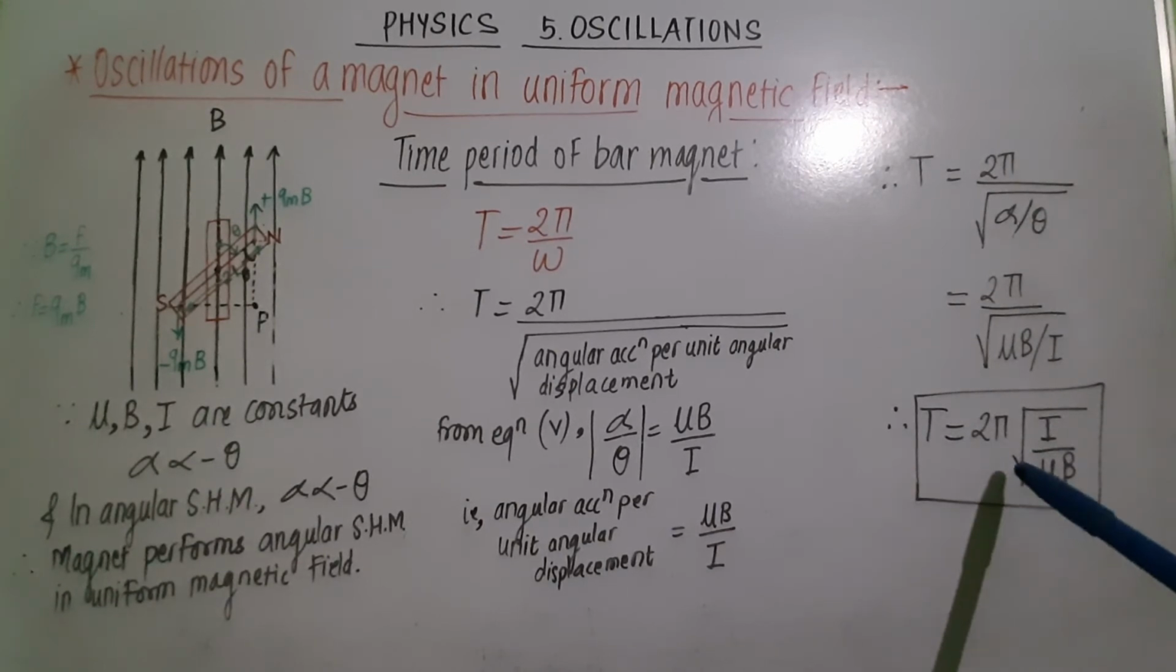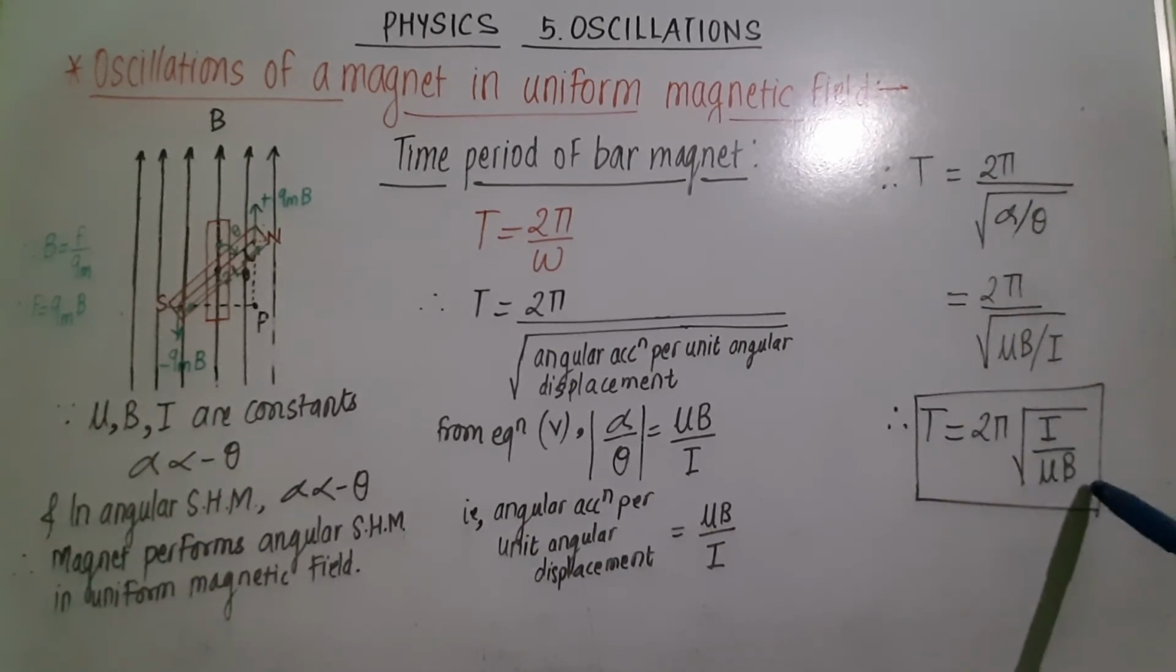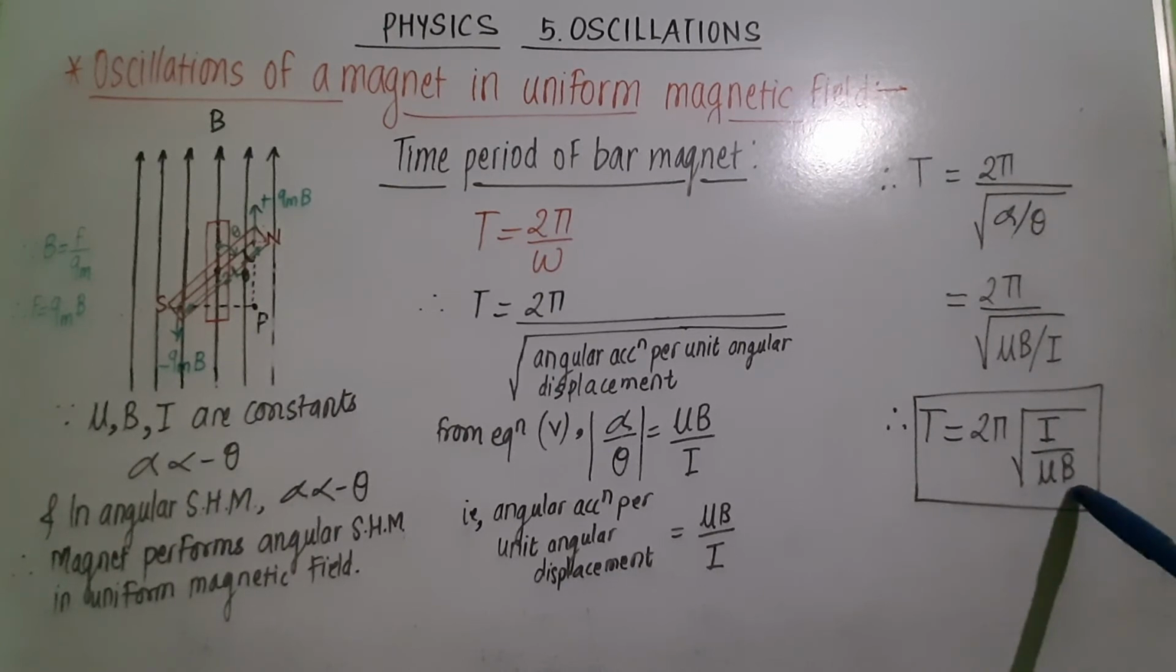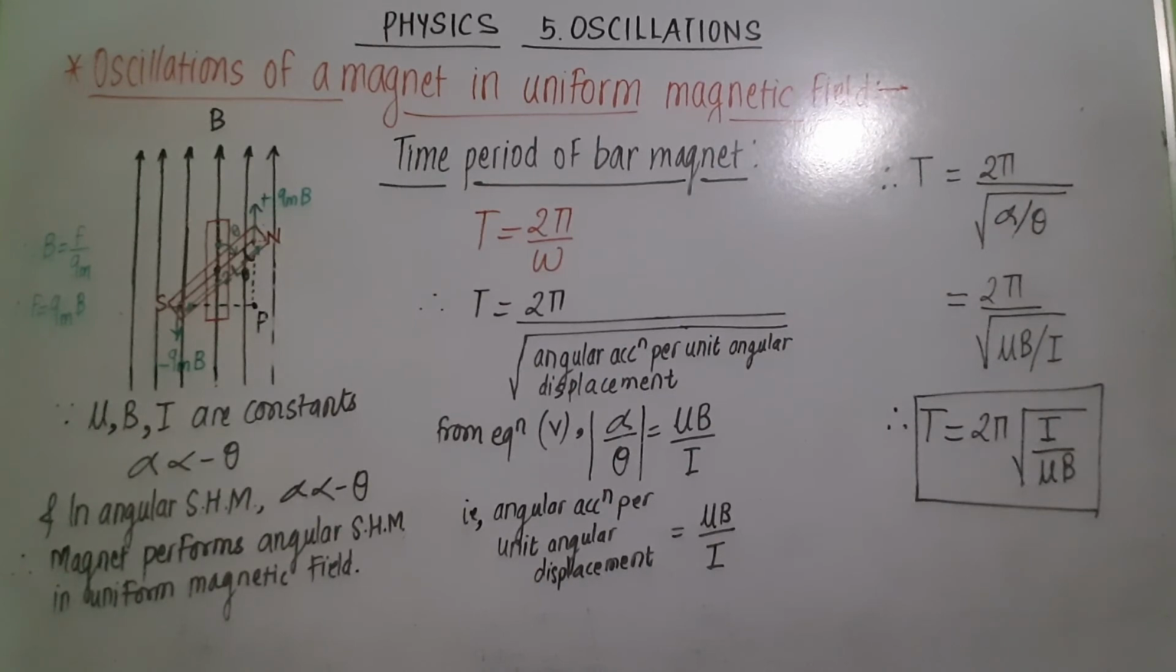T is equal to 2 pi under root I upon mu B, where I is the moment of inertia of the bar magnet, mu is the magnetic dipole moment and B is the magnetic induction of the magnetic field. And this is the expression for the time period of a bar magnet in a uniform magnetic field. Now by this we can calculate the frequency of the bar magnet also, and frequency is the reciprocal of time period. So we can write frequency n is equal to 1 upon 2 pi under root mu B upon I.